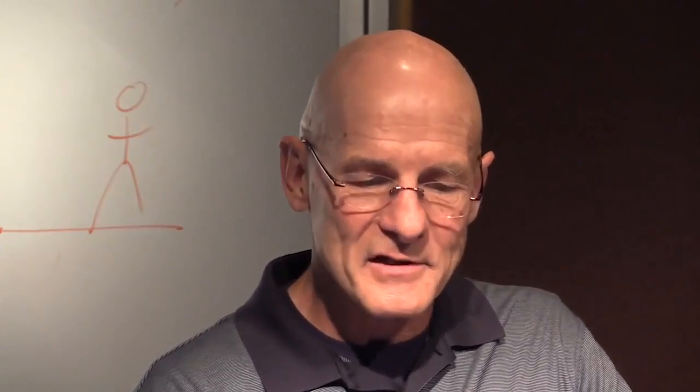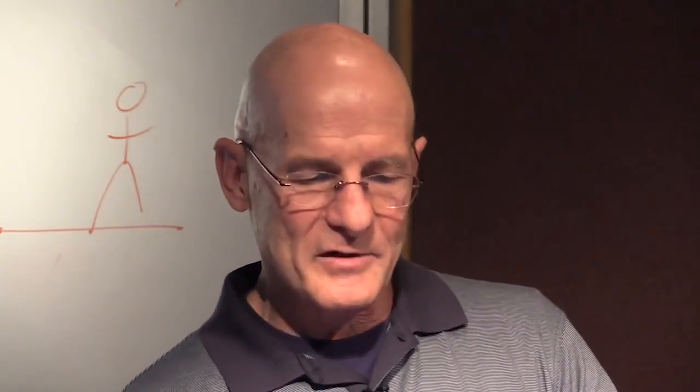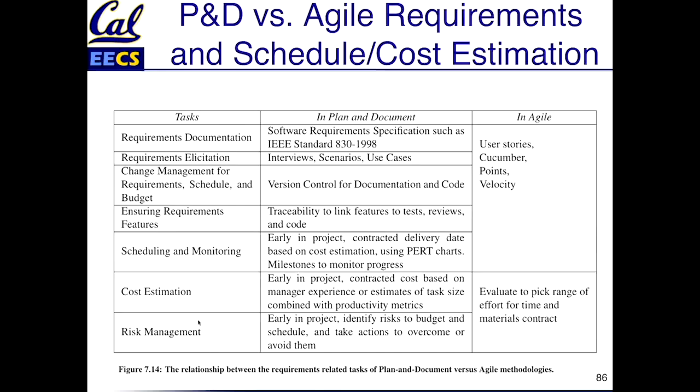So these are all the things you need to do as a manager, and we put this side by side in the table, which you may be able to read. So here's the 7 steps on the left. So the requirements documentation, elicitation, change management, schedule budget, ensuring requirements features, scheduling and monitoring, that all corresponds to user stories, points, and velocity, right? So user stories, points, velocity, which I just talked about in the last couple of segments, is relatively intuitive. Boy, this is what that replaces, right, for Agile.